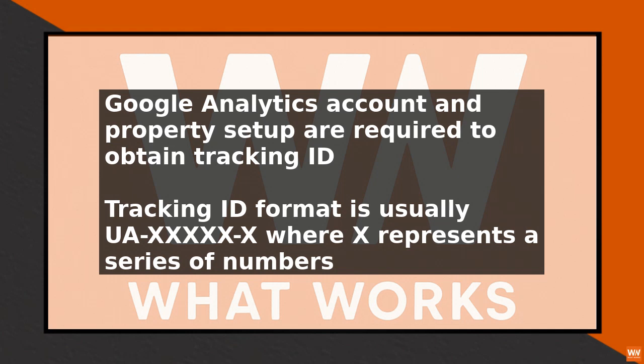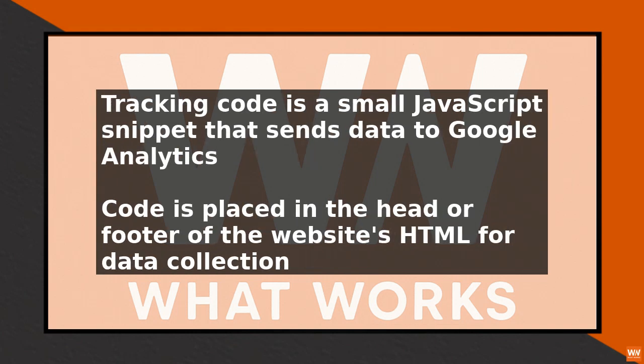Once you have your tracking ID, you need to add the Google Analytics tracking code to your website. This code is a small JavaScript snippet that you place in the head or footer of your website's HTML. The tracking code sends data to Google Analytics servers every time a user interacts with your website, such as when they click a link, fill out a form, or make a purchase.